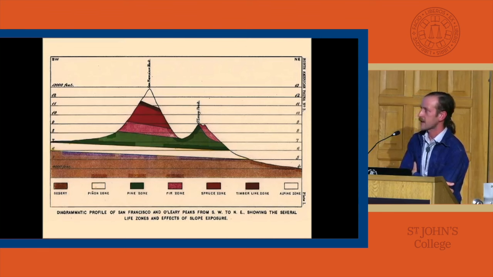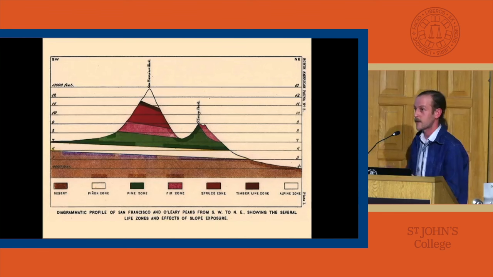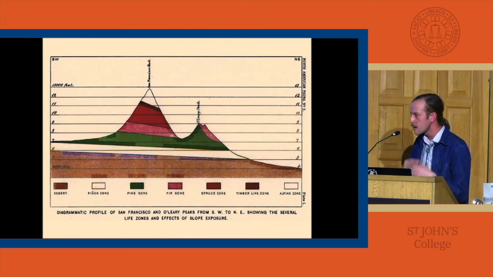You can see on the x-axis we have this gradient, labeled at the top of the figure, from the southwest to the northeast. You see a given life zone tends to extend higher up the mountain on the southwest face than the northeast face, because it receives more direct sunlight, it's likely a drier microclimate, and so everything gets shifted up slope a bit. I think this is important because Merriam is saying it is not just these obvious factors that vary with elevation, like temperature, that govern distribution. Topography has these complex, subtle, multivariate effects on where things live.